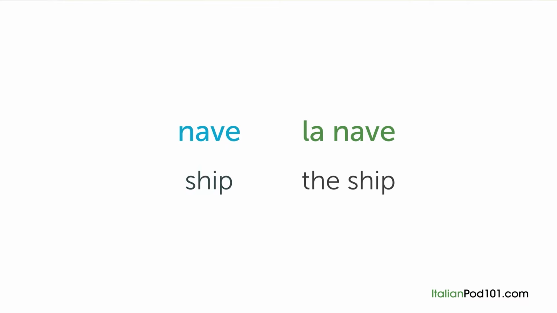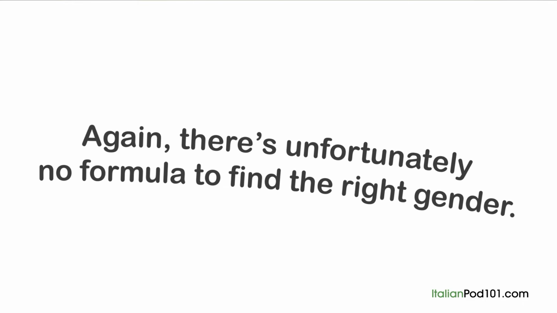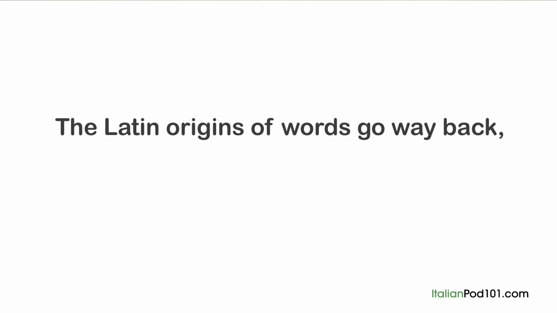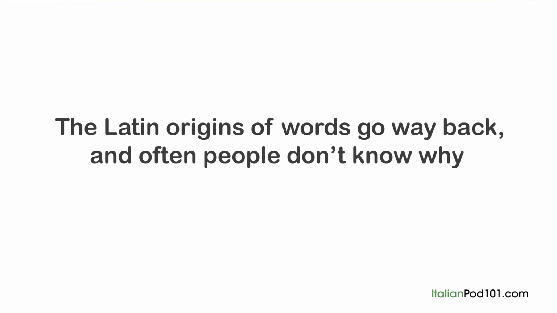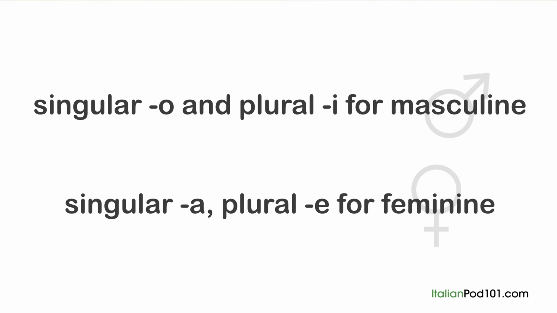How about nave, meaning ship? The right article for this one is la, so la nave is feminine. Again, there is unfortunately no formula to find the right gender. The Latin origins of words go way back, and often people don't know why some words have a certain gender today. Your best guide is going to be our first rule, singular O and plural I for masculine, and singular A, plural E for feminine.